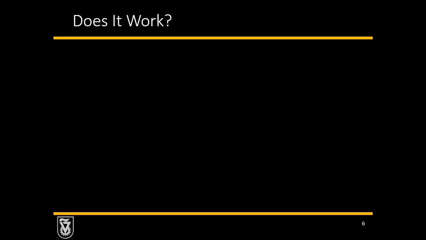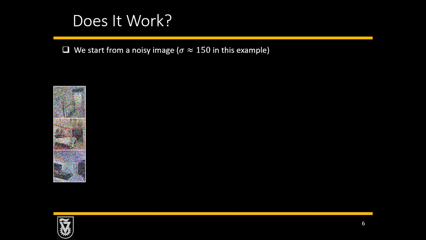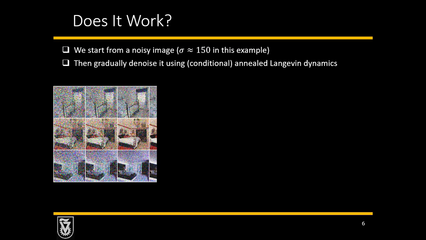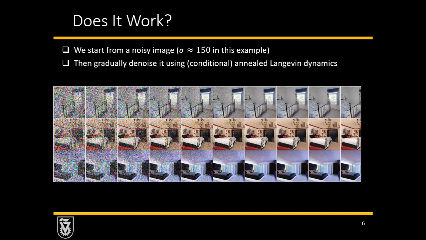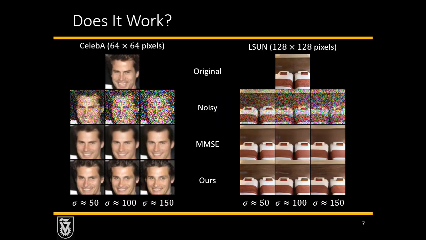So we plug this conditional score function into the Langevin dynamics algorithm, and we try to denoise. We start from a noisy image, in this case with a standard deviation of 150, and then the algorithm gradually peels off this noise. It gradually removes this noise until we get a high perceptual quality denoising result. What you see here are the intermediate steps of our algorithm.